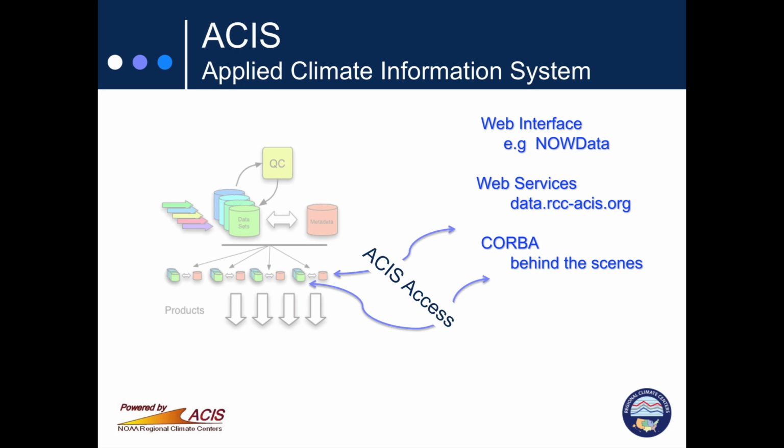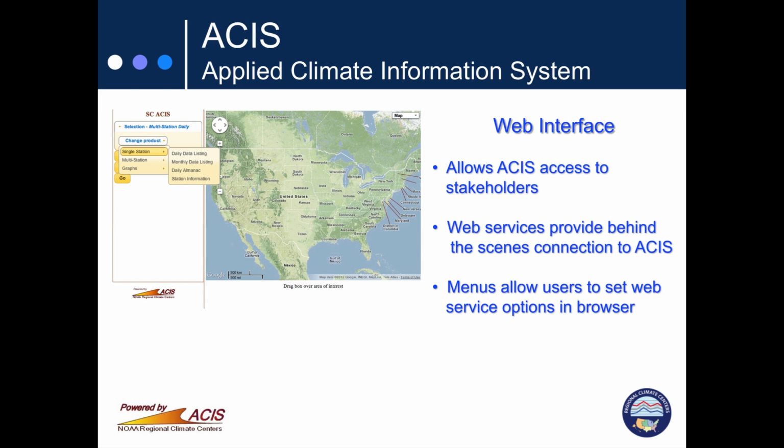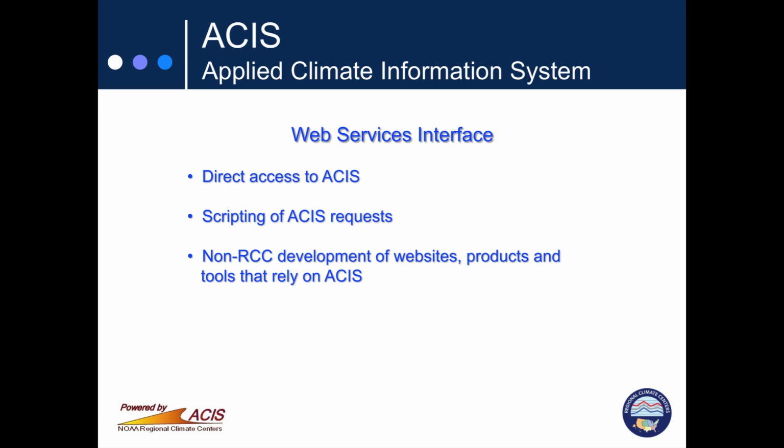Increasingly, RCC and external users are accessing ACIS via web services. This interface substantially lowers the hurdle for use of ACIS by climate service providers. Subsequent webinars will focus exclusively on this access method. ACIS is another example of an ACIS web interface. Web services provide the behind-the-scenes connection to ACIS, while menus allow users to set the web service options in their browsers. Web services provide a more direct method for access to ACIS.